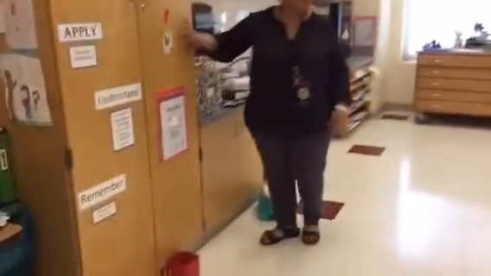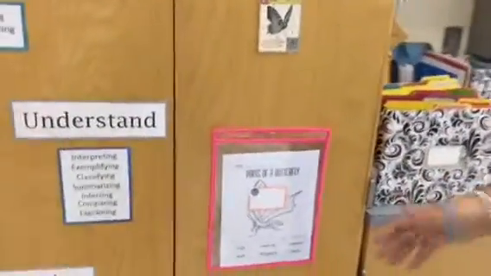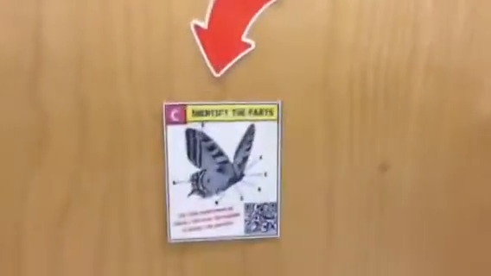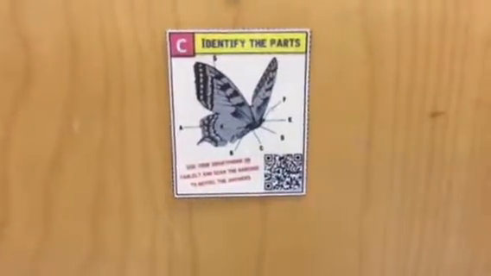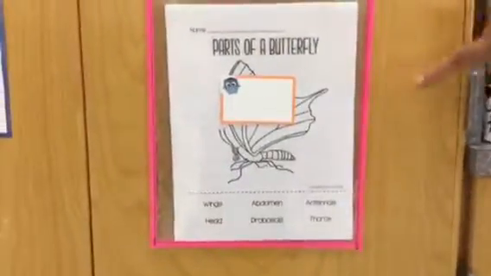This is one of the easiest centers, where the kids were supposed to just identify the parts of the butterfly, cut and paste, but they have to do it correctly.